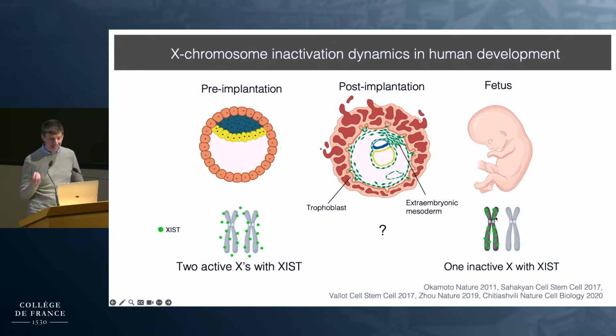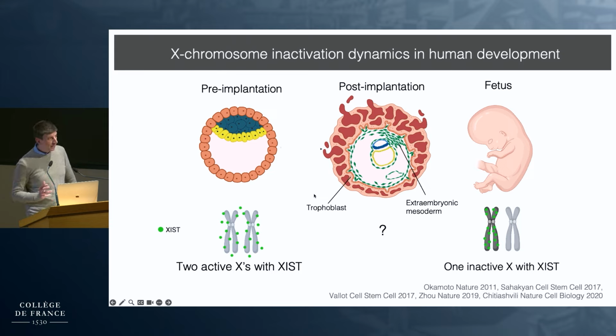But because we don't have access to the human post-implantation embryo, we still do not know precisely when X inactivation is initiated in early human development. So I'm showing here a diagram of the day 14 human embryo, and I want to point out in particular these green cells here, the extra-embryonic mesoderm, which we will come back to.